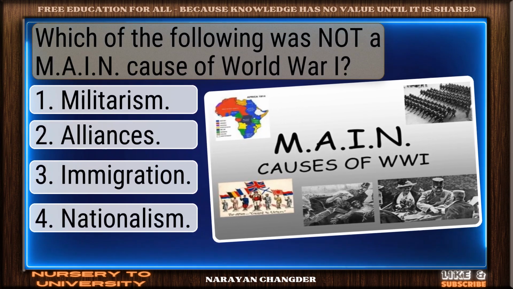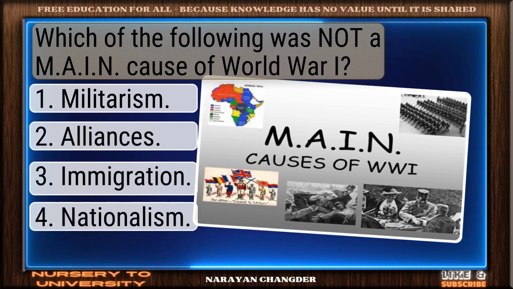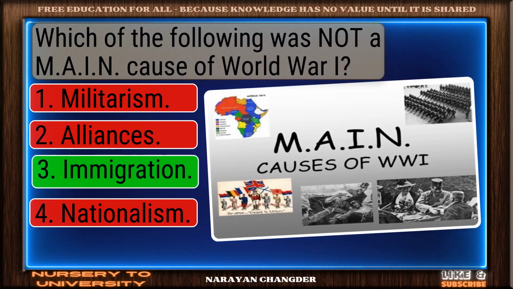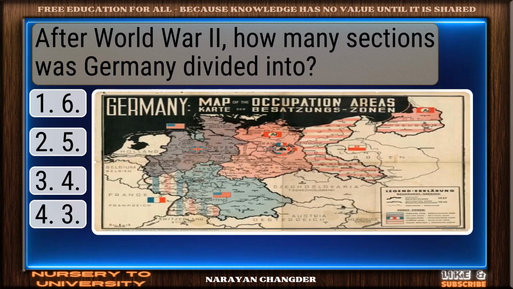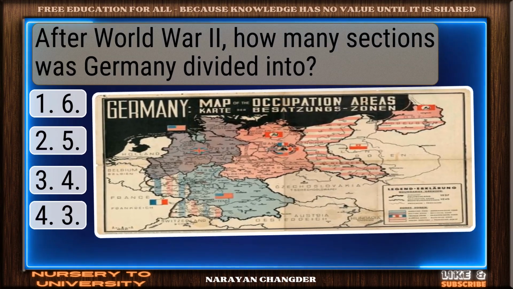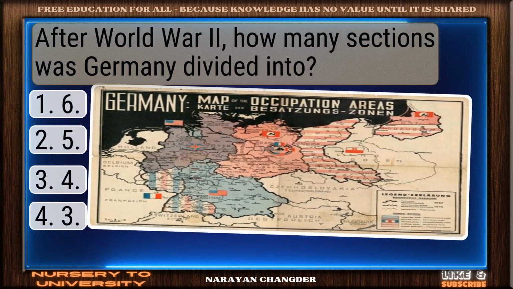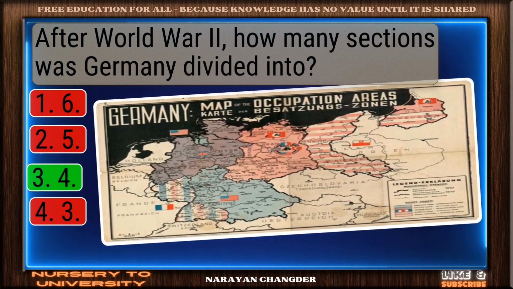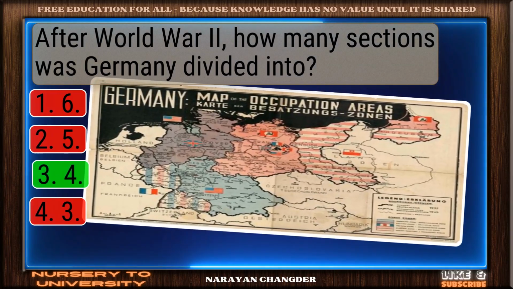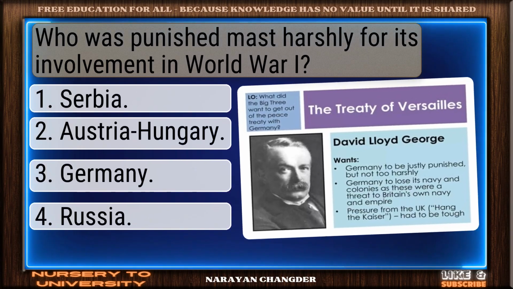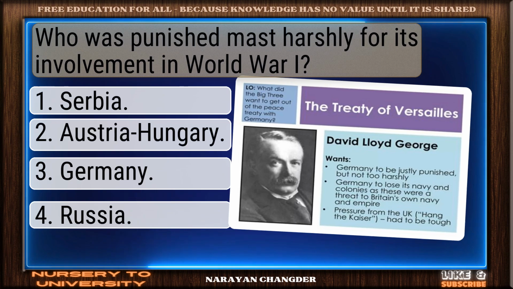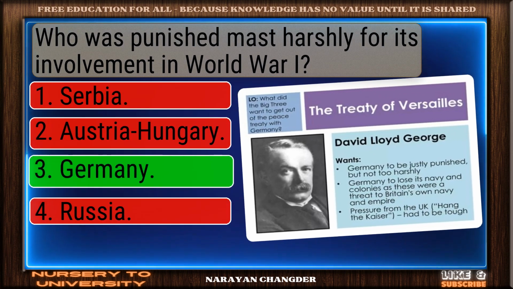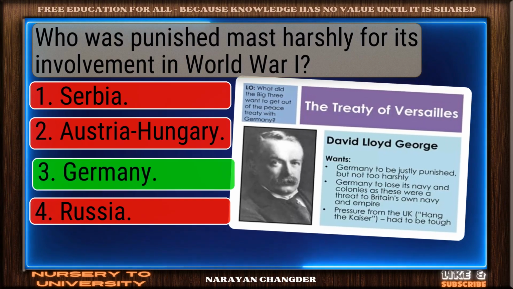Which of the following was not a main result because of World War I? Excellent choice. Immigration is right. After World War I, how many sections was Germany divided into? Correct response. 4 is accurate. Who was punished most harshly for its involvement in World War I? Well reasoned. Germany is correct.